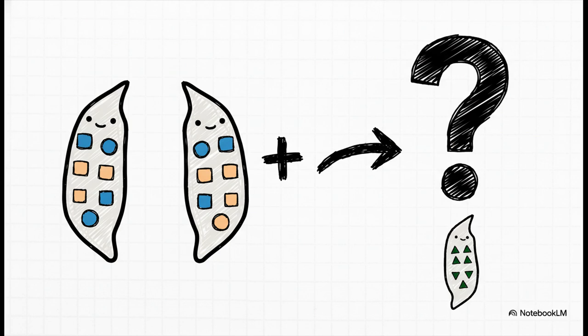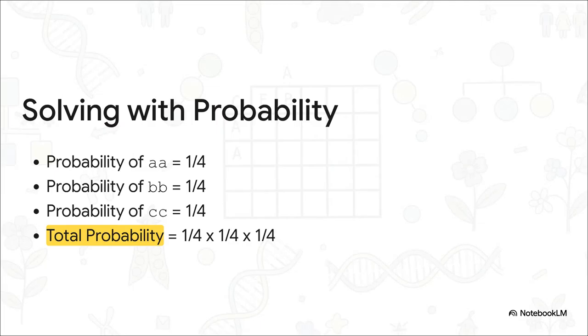We're crossing 2 parents who are heterozygous for all 3 traits. Our mission: find the chances of getting an offspring who is homozygous recessive for all 3 genes. Okay, let's break it down. We look at each trait one by one. For the A gene, what's the chance of getting aa from an Aa times Aa cross? We already know this from our first Punnett square. It's 1 in 4. And the same exact logic applies to the B gene and the C gene. The probability of bb is 1/4, and the probability of cc is also 1/4.